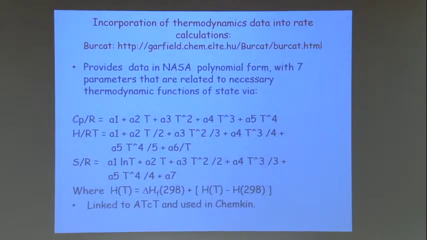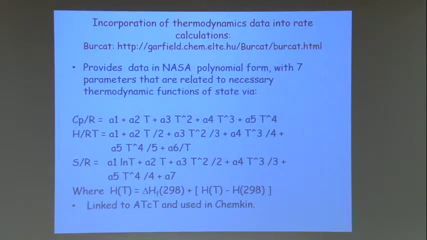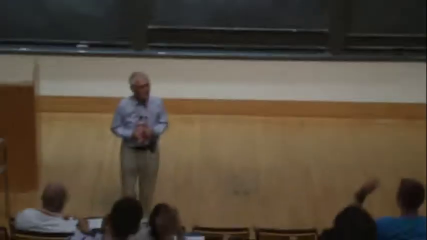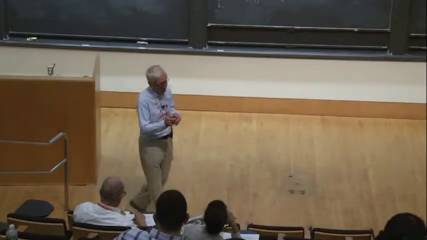okay. Incorporation of thermodynamic data into rate calculations. So this is that Burcat site that I was telling you about. And this provides data in NASA polynomial forms with 7 parameters that are related to necessary thermodynamic functions of state. So how many of you have used NASA polynomials? Okay, so quite a few of you.